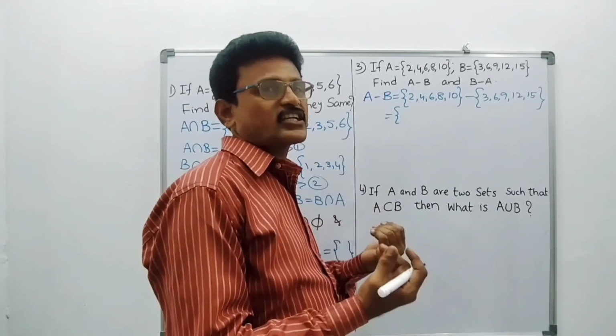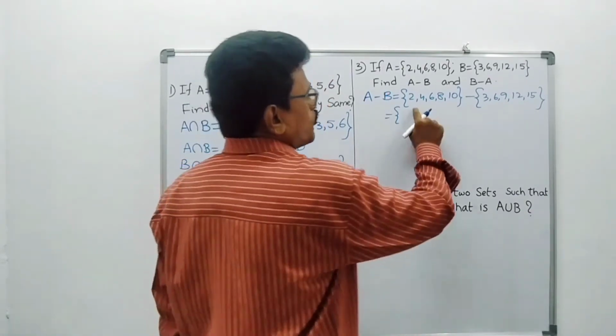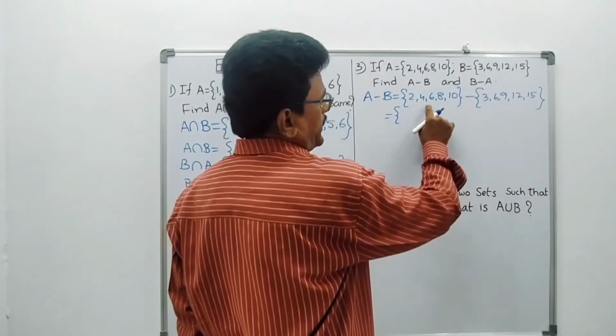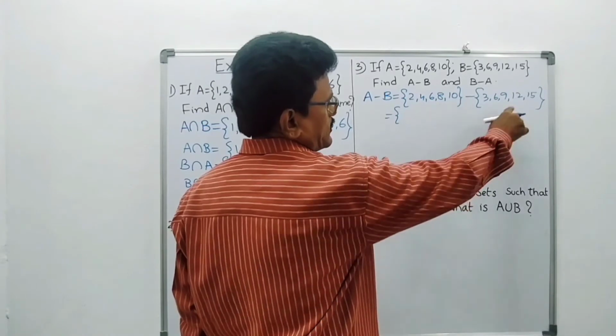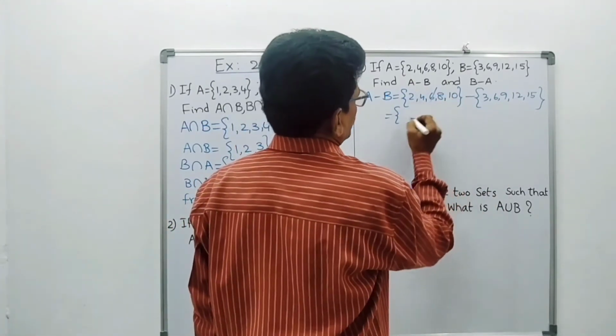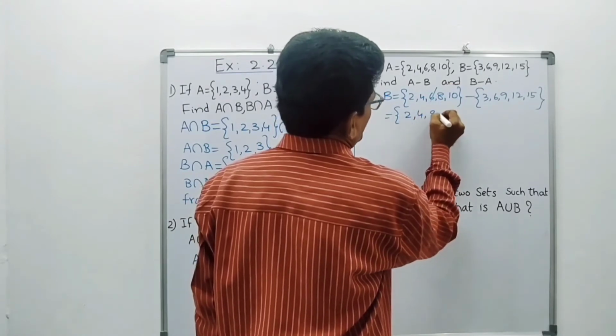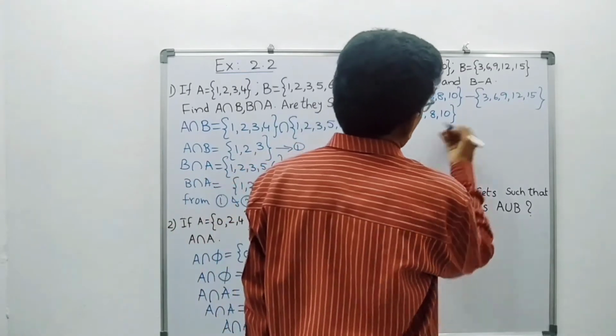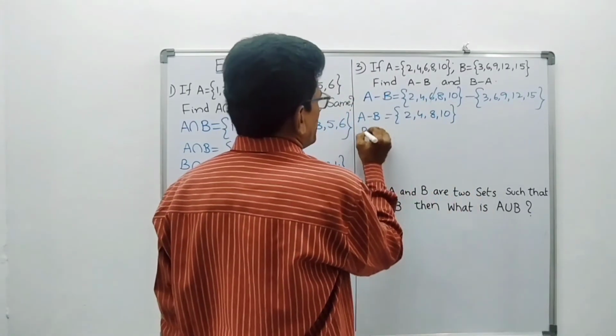Okay, what is A intersection B? First observe here. 2, 4, 6, 8, 10. 3, 6, 9, 12, 15. Common elements: 6. Yes. Only 6 is there. So we have to cut 6. Cut down. Now what are the remaining elements? 2, 4, 8, 10. This is the answer, A minus B. Okay. Now what is B minus A?